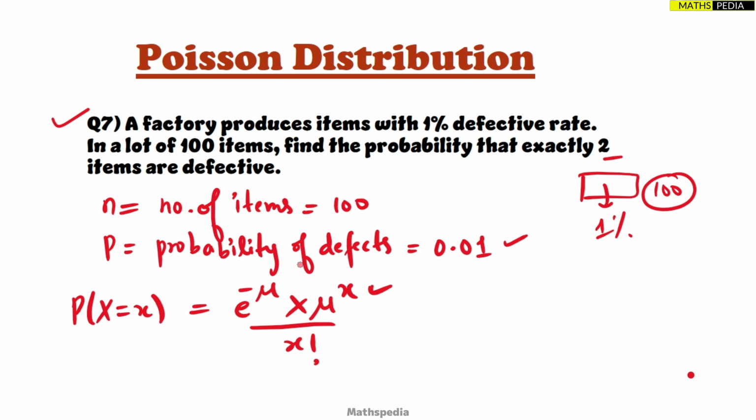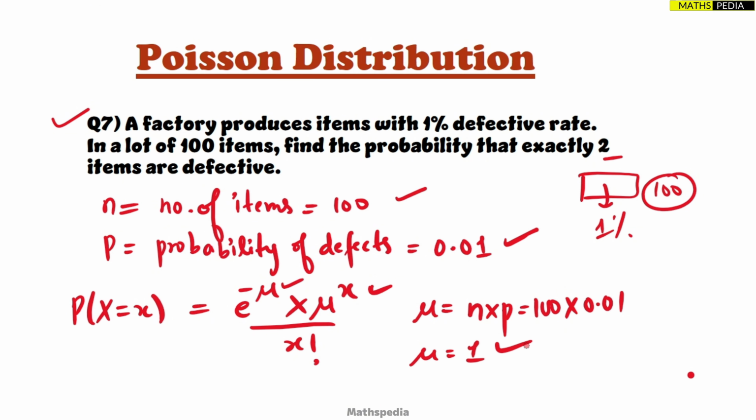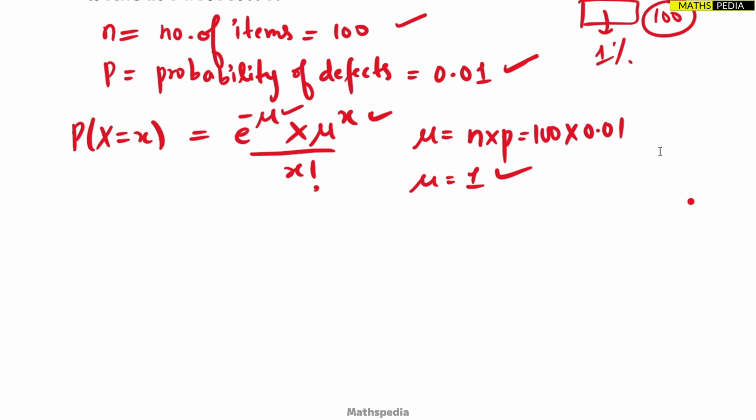Let us leave that part. First, we have to focus on mu. Mu is basically the mean or the average number of events occurring. Here we are calculating how many defective items we are getting. So mu is basically the multiplication of the number of items into the probability of defects. To calculate mu, you just multiply n into p. So 100 into 0.01, and the mu value you will get is 1. So the mean or average number of defective items is 1.